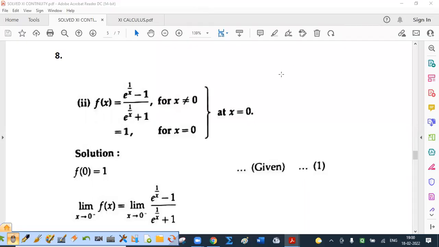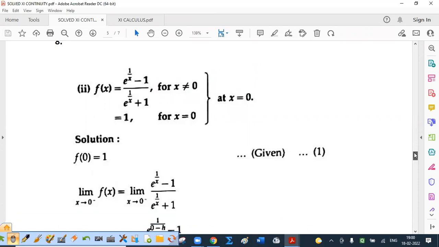The second one is a difficult one. F of x is e raised to 1 upon x minus 1 upon e raised to 1 upon x plus 1 for x not equal to 0. And f of 0 is given to be 1. We have to discuss continuity at x equal to 0. F of 0 is given to be 1. Okay. Now limit x tends to 0 minus.